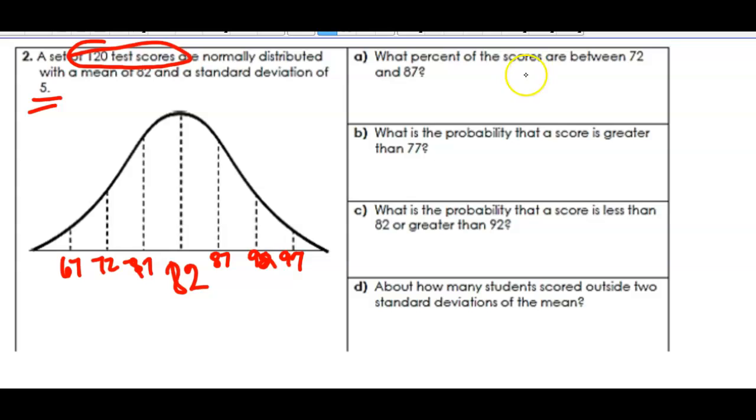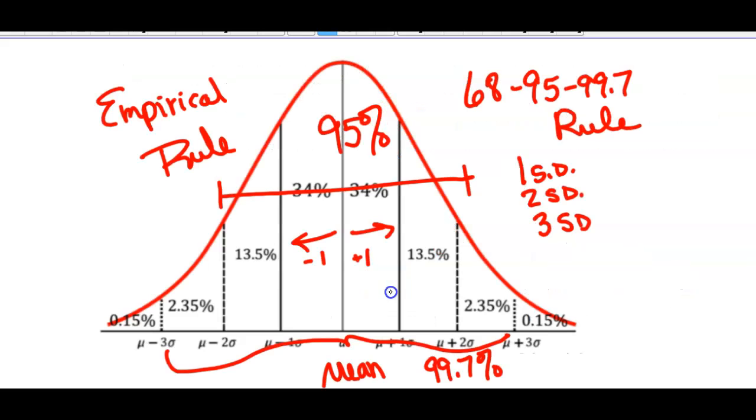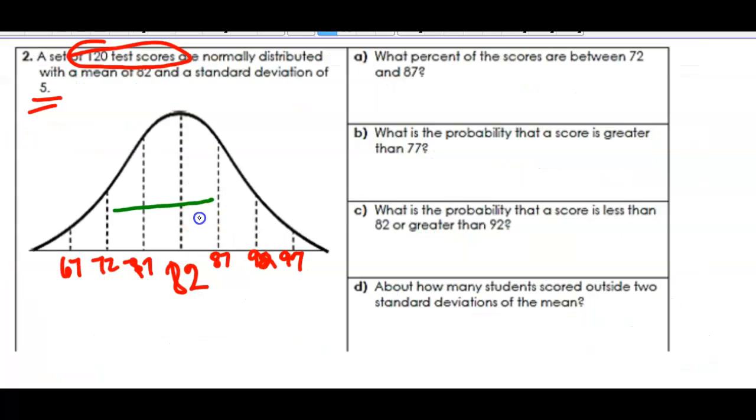And then it says what percent are between 72 and 87. We could scroll back up here and see it was 34, 34, and 13.5 would fall within those. This was 34%, and 13.5. So if we add 68 and 13.5, we get 81.5%.